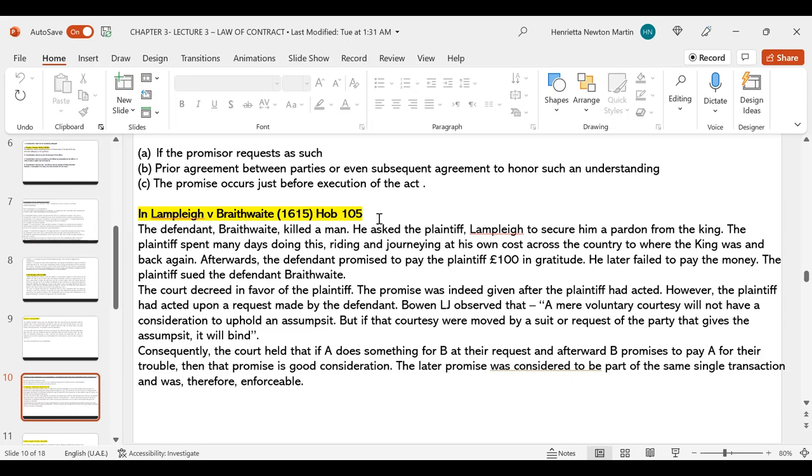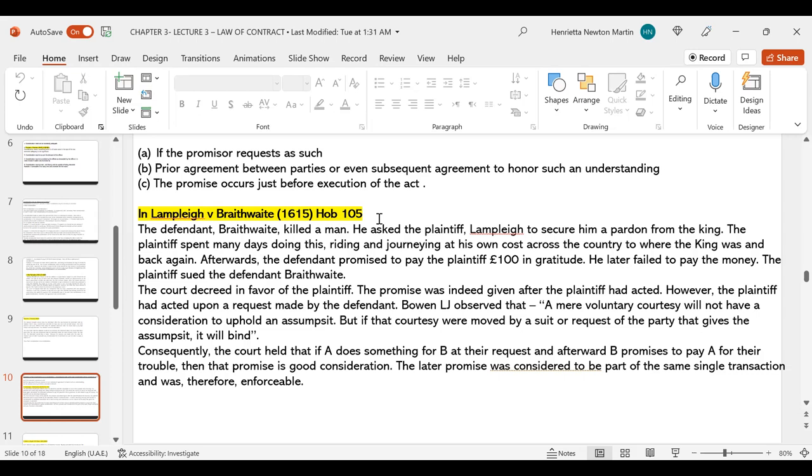Okay, let's see. So the court decreed in favor of the plaintiff, that is Lampleigh. The promise was indeed given after the plaintiff had acted. However, the plaintiff had acted upon a request made by the defendant. So there is Justice Bowen who observed that a mere voluntary courtesy will not have a consideration to uphold an assumption, but if that courtesy were moved by a suit or request on the party, that gives the assumption, it will bind.